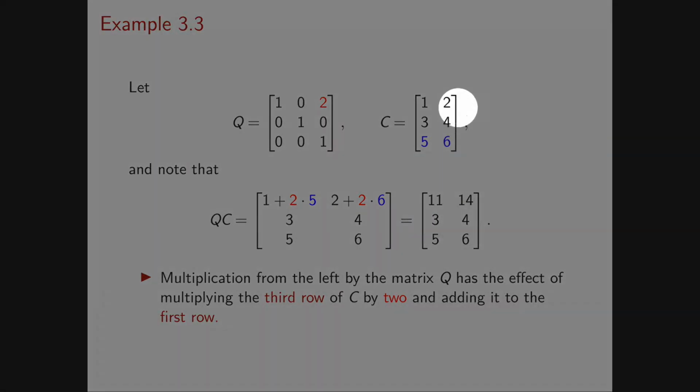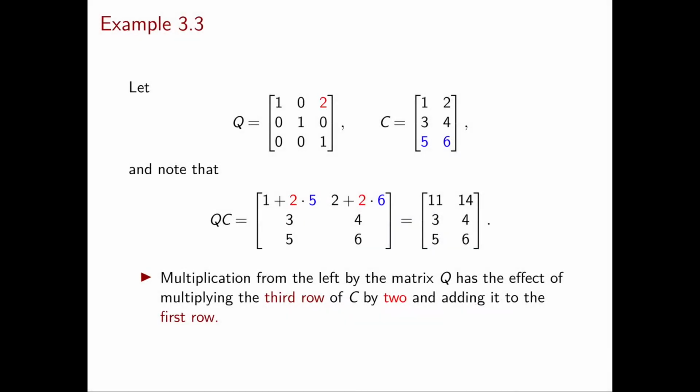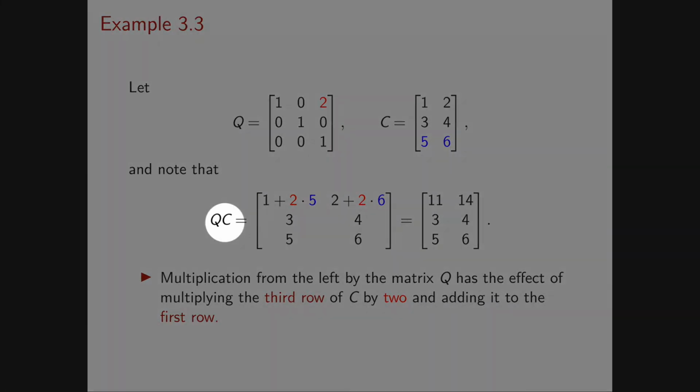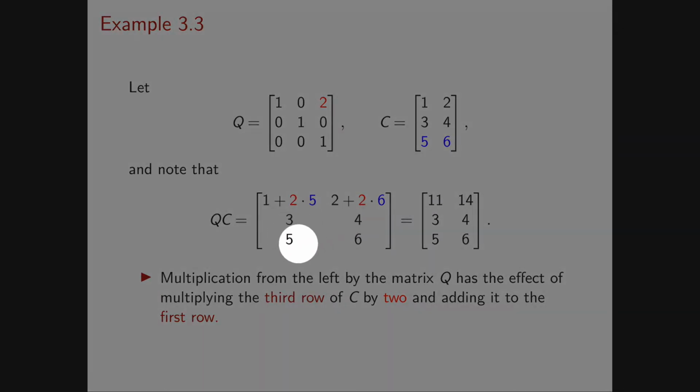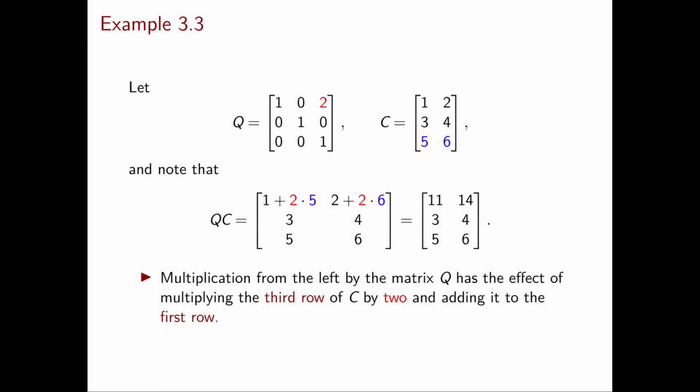Let's start with an example. Let's say we have a matrix C, this matrix over here, and we multiply it on the left by this matrix Q, which is obtained from the identity by replacing this element with a 2. Let's just compute the product QC and see what we obtain. Now the second and third rows of QC are exactly the same rows of C. This is because the second and third row of Q are simply rows of the identity matrix. So if you make this computation, you obtain 3, 4, 5, 6, exactly like here. So things change only in the first row because it's different from the original row of the identity matrix.